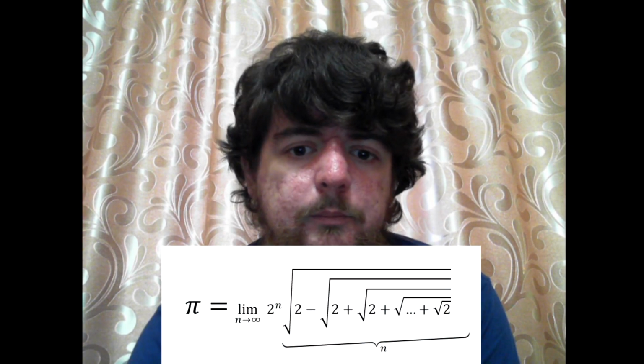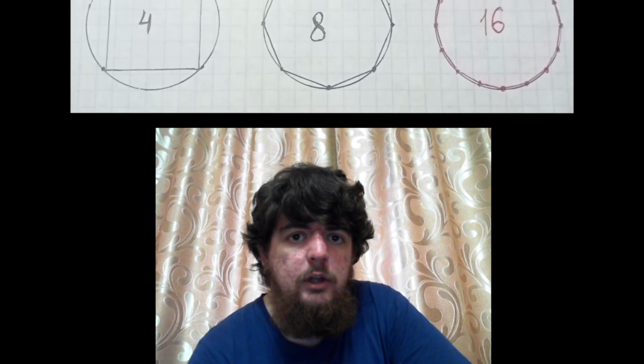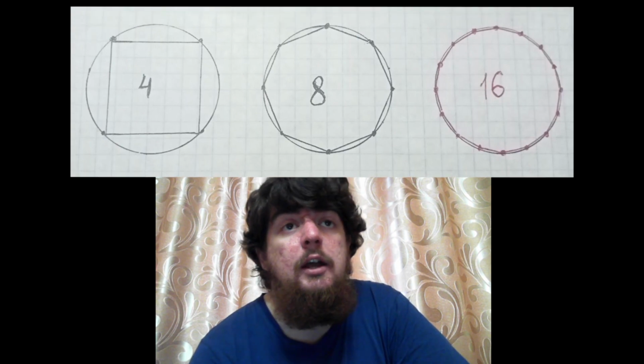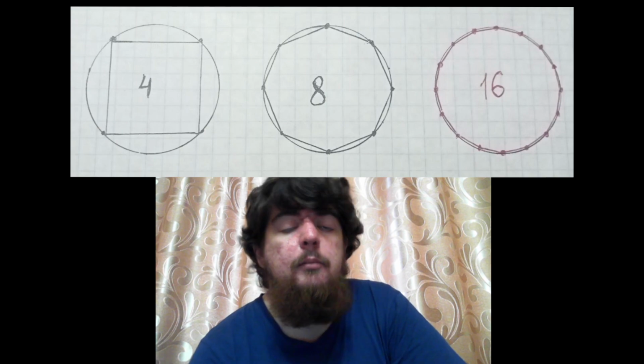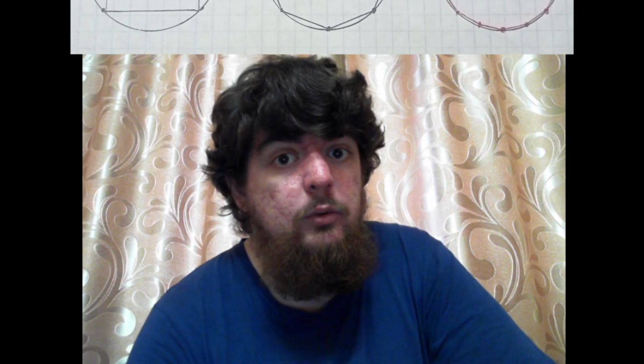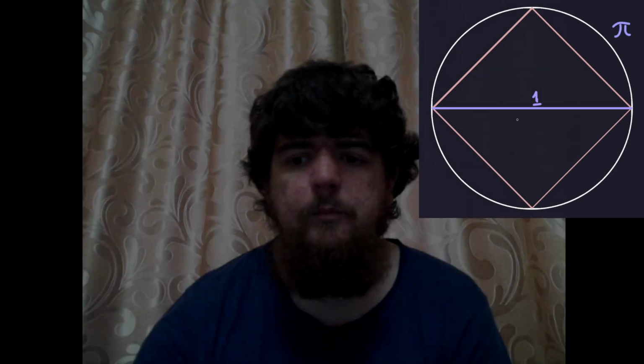I mean, look at that. But I can tell you where one of those representations comes from. The general idea behind this formula goes like this. If we start inscribing regular polygons into the circle and we increase the number of edges in those polygons, then perimeters of those polygons will start approaching the circumference, which we know is pi.